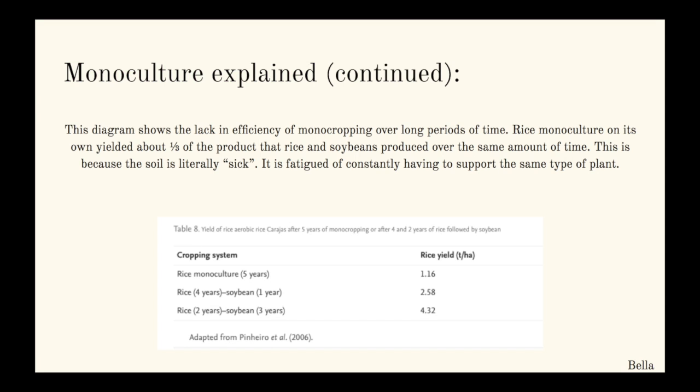To continue on this, I have a graph here which basically shows 2 different types of crops and 3 different ways of planting them. It shows the lack and efficiency of monocropping over long periods of time. Rice monoculture on its own yielded about 1/3 of the product that rice and soybeans produced over the same amount of time. This is because the soil is quite literally sick, and it is fatigued of constantly having to support the same type of plant.